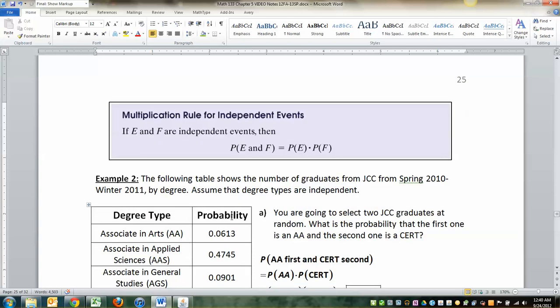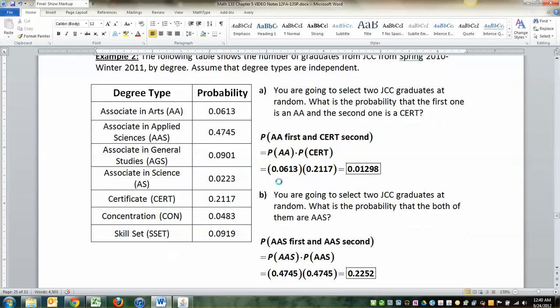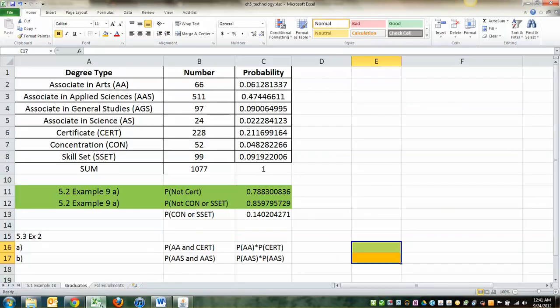All right, the following table shows the number of graduates from JCC from spring and so on. It's the same table we've been working with before. Now, the first thing they want is you're going to select 2 JCC graduates. You want the first one to be an AA, Associate of Arts, and the second one to be a certificate. I wrote it right here, but let me go to Excel to do the finding. And again, I don't really need Excel to do this.